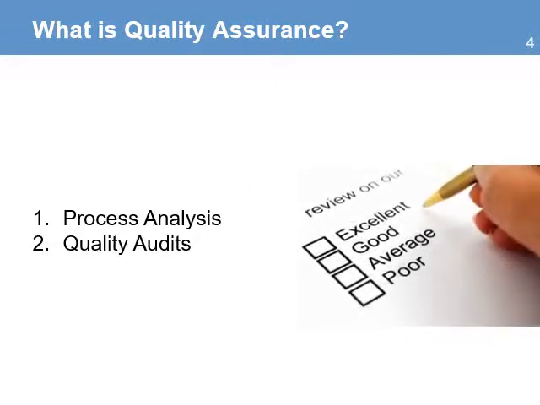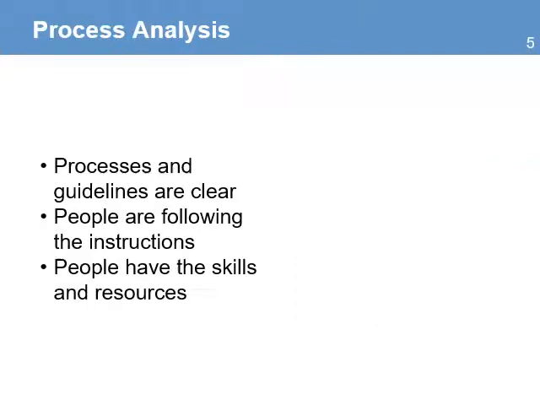Quality assurance is to ensure that the standards, processes, and procedures are appropriate to the project and correctly implemented. Its main focus is on enhancing and improving the process that is used to create the end result rather than focusing on the result itself. It looks at two areas: process analysis and quality audits.